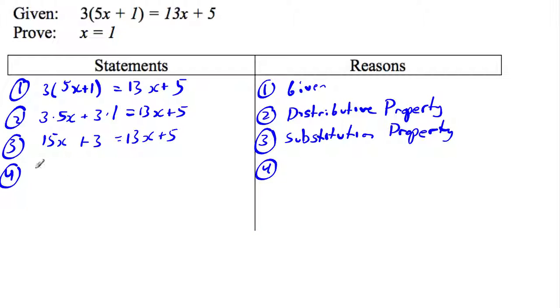Now I want to get x by itself, so what I could do is subtract 13x from both sides. Why can I do that? That would be the subtraction property, because I am subtracting from both sides.